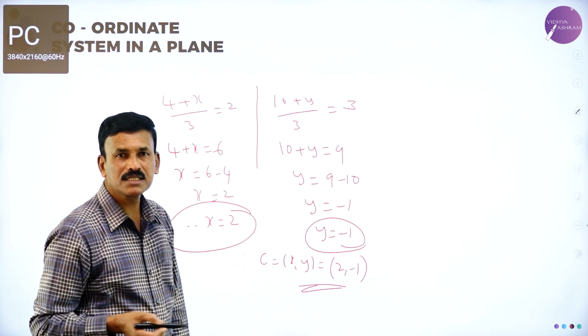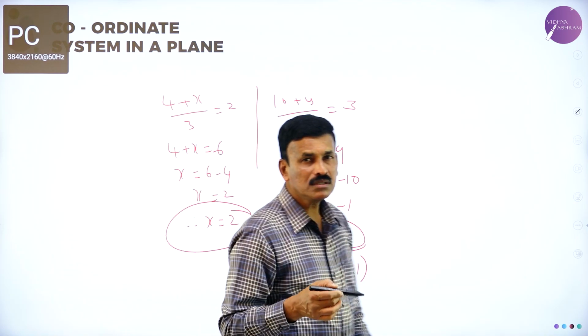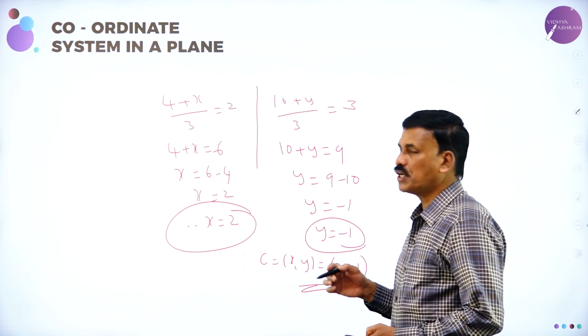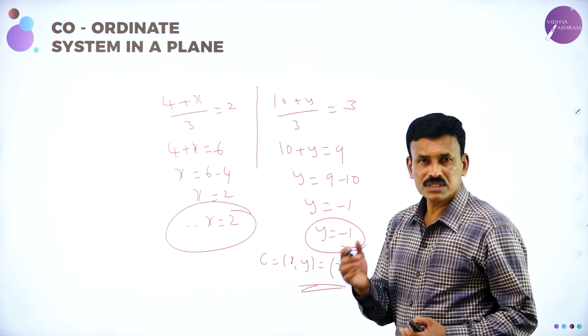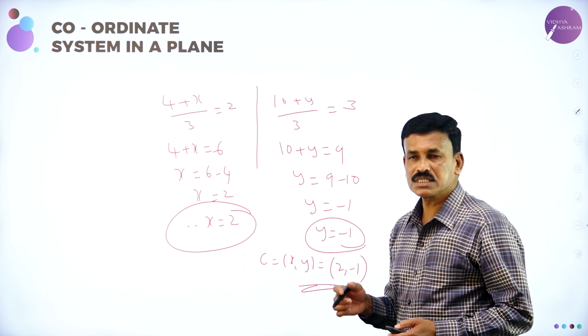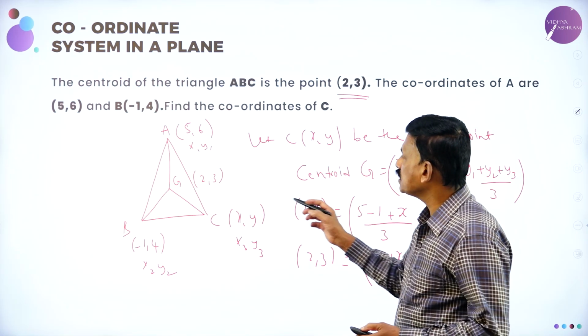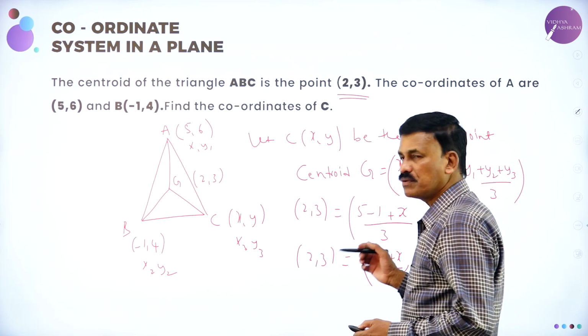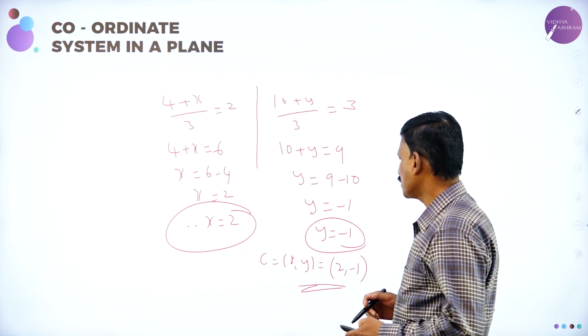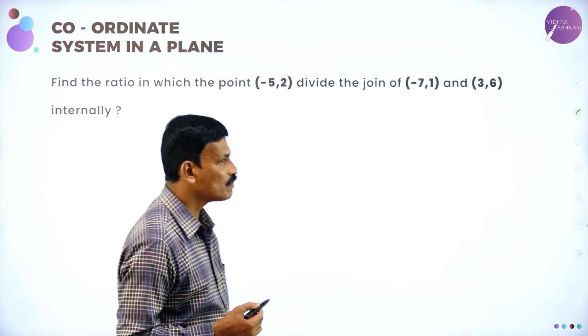This is how we are going to solve the problem. In order to find one point, just use the centroid formula x1 plus x2 plus x3 by 3, y1 plus y2 plus y3 by 3. Let us consider the one point as x comma y. Simplify, you will get the answer. Next, move on to the next problem.